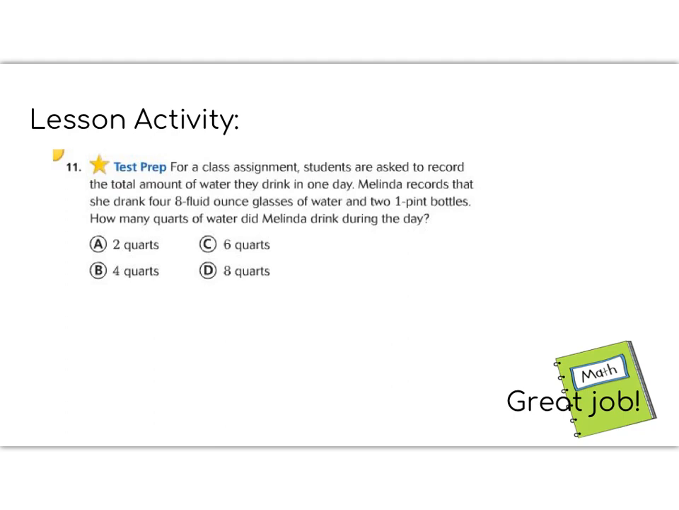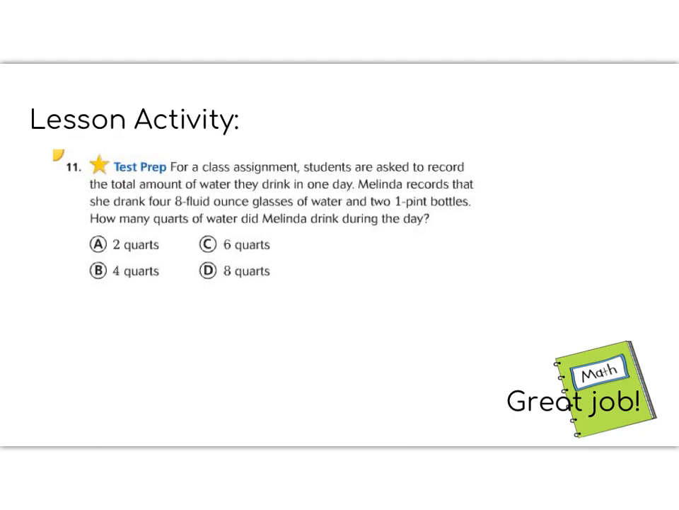Today's lesson activity is problem number 11. It's the test prep question, and it's all the way on the back page. Let's go ahead and read it together, and I'll get you started. For a class assignment, students are asked to record the total amount of water they drink in one day. Melinda records that she drank 4 8-fluid-ounce glasses of water and 2 1-pint bottles. How many quarts of water did Melinda drink during the day?